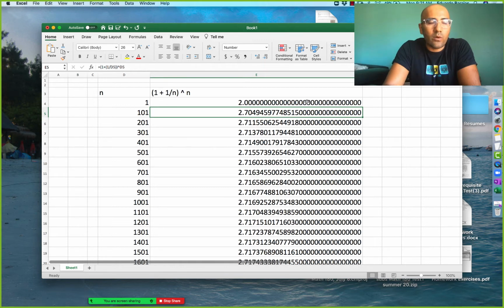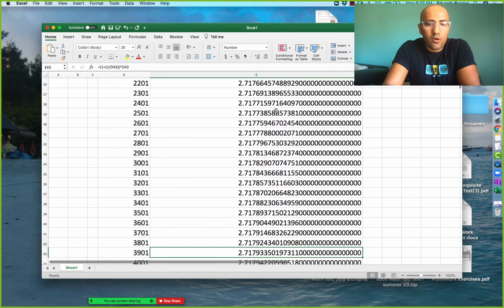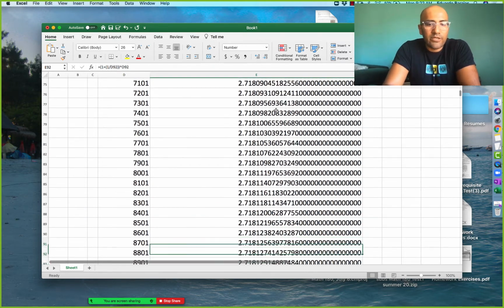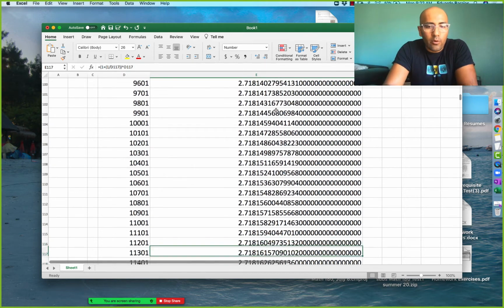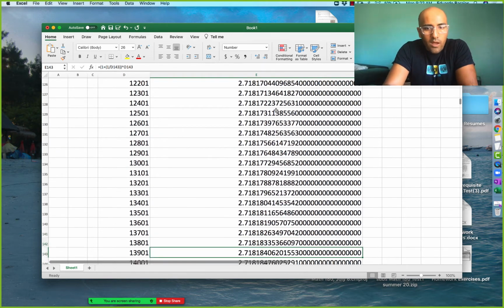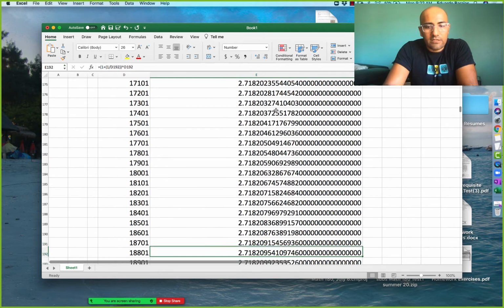Remember when we were doing 1, 2, 3, 4, 5, it didn't lock in on 7 right away. But now, since we're jumping by hundreds, we can see that that first decimal place is pretty much locked in. Okay, so as we let n grow bigger and bigger, we see that the first few decimal places are pretty locked in. It's always a 2.71. The 1 is already locked in. The 8 looks pretty locked in at this point.